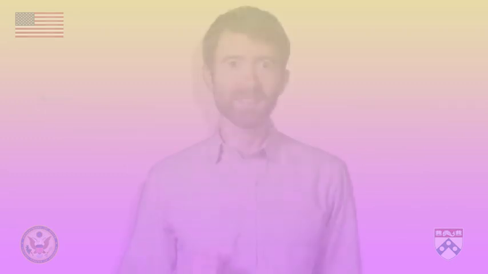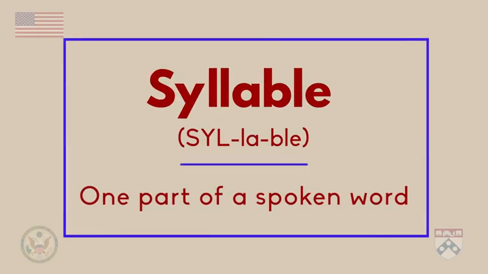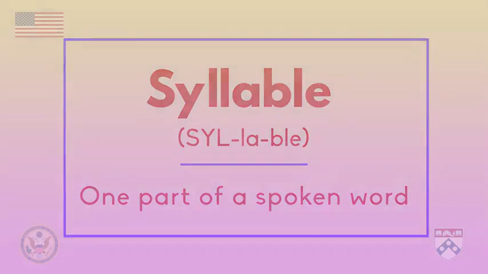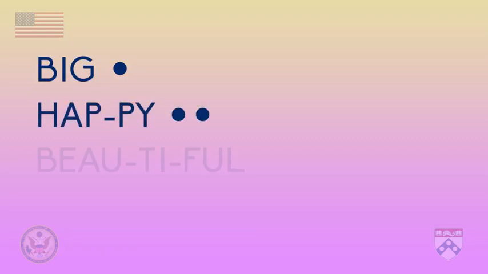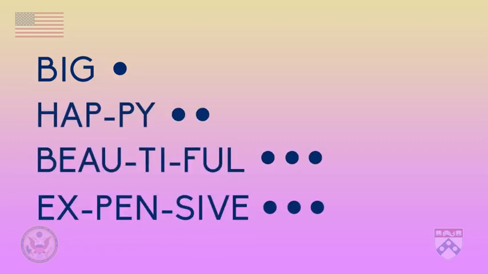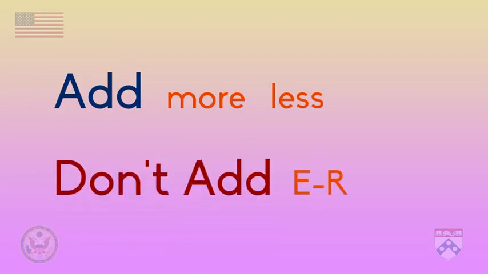There's one more rule to discuss. What to do with adjectives that have more than two syllables. A syllable is one part of a spoken word. They can be easier to hear if we clap while we say the word. For example, big has one syllable. Happy has two syllables. Beautiful and expensive have three syllables, so they follow a special rule when we make comparative adjectives from them. We add the word more or less in front of adjectives with more than two syllables, and we don't add ER to the end.